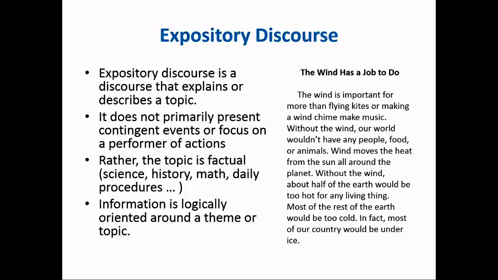So first we talk about the wind and the heat from the sun, then we talk about how the earth would not have any living things on it because the rest of the world would be too cold and one place would be too hot. And then we talk about how our country would be under ice. And so basically we have several facts that are logically oriented around the theme or the topic.